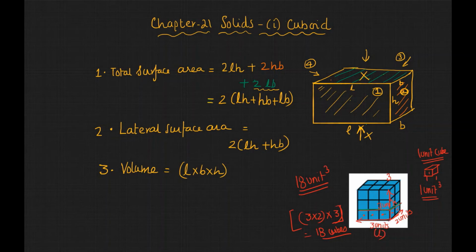So if this is L and this is B and this is your height H, we can say that L into B into H is the volume, and the unit is unit cube. What this unit means is, this can be centimeters, meters, or whatever it could be. So if I say this is 3 centimeters and 2 centimeters and 3 centimeters up, then the volume would be 18 centimeter cube. That unit will be replaced by centimeters if these quantities are in centimeters.